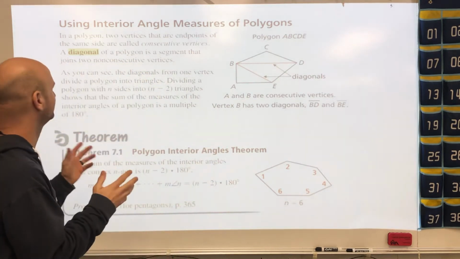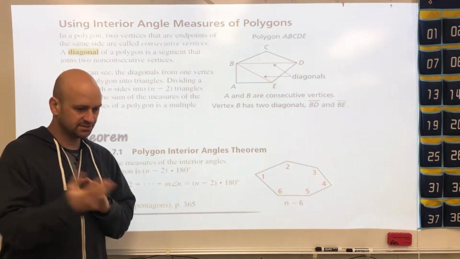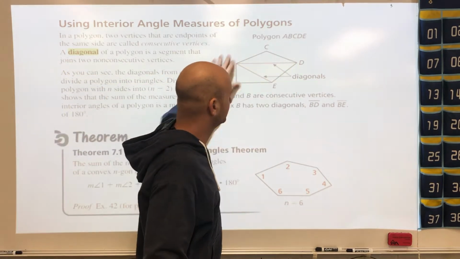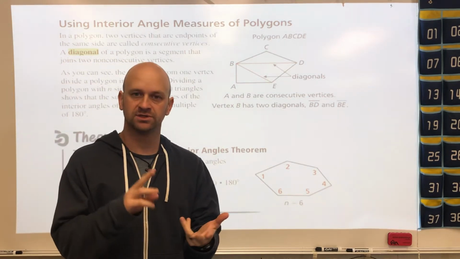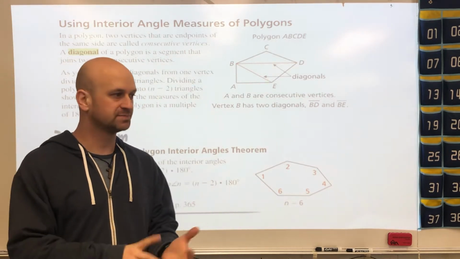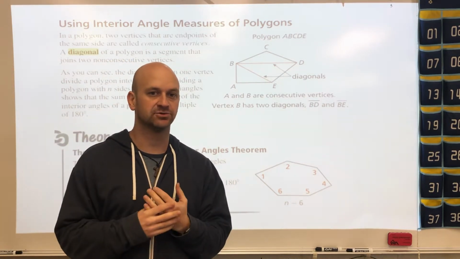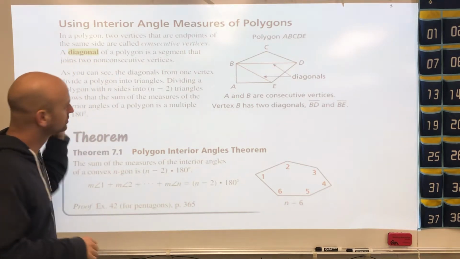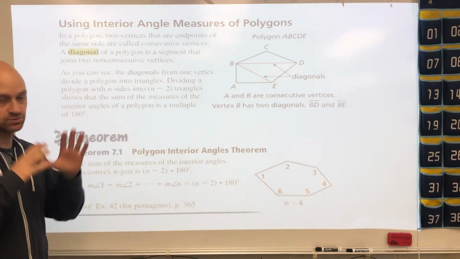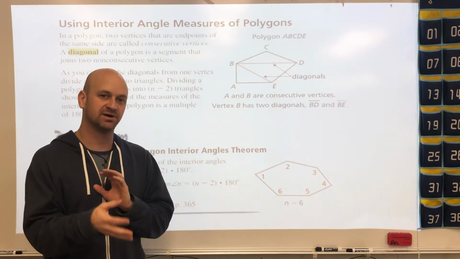So again, a polygon is any shape that is connected, right? So things we're used to seeing are triangles, squares, rectangles, pentagons, hexagons, octagons. These are all different types of polygons. All right, so when we talk about polygons, we're going to talk first about interior angles. Those are the angles inside the polygon.